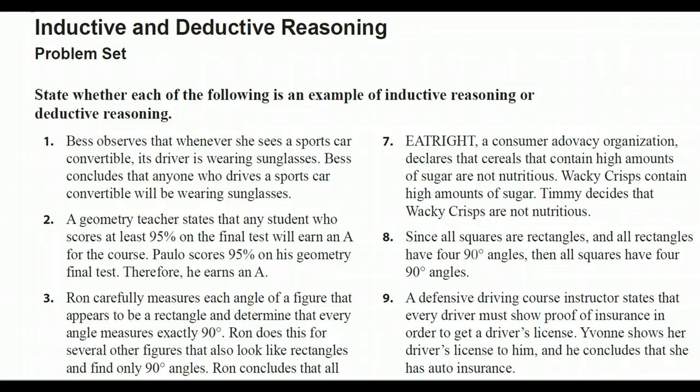The directions say, state whether each of the following is an example of inductive reasoning or deductive reasoning. So the key thing to keep in mind: inductive reasoning is reasoning where you use specific examples or a specific case to make a general conclusion, and deductive reasoning is kind of the opposite. You're going to use general information to make specific conclusions. And deductive reasoning is what we use in proofs. When you use deductive reasoning, it's going to be factual all the time. It's going to be proven.